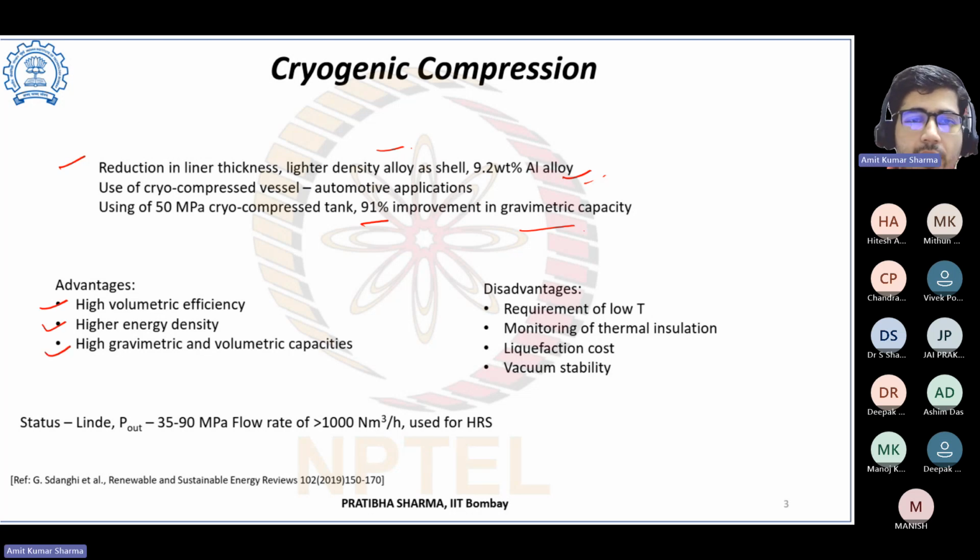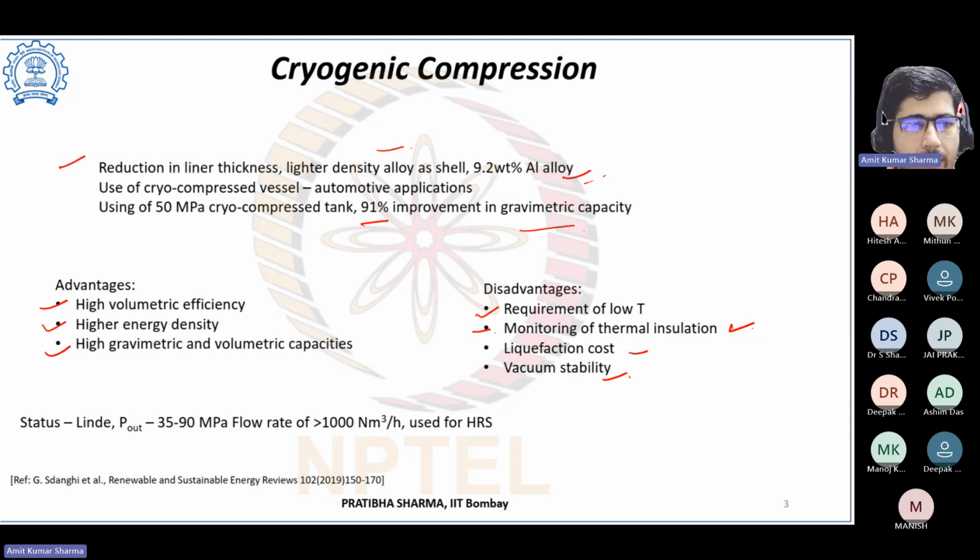So what are the disadvantages? Because we need to use liquid hydrogen, you need a very low temperature. So there is a requirement of low temperature, and since you are handling this liquid hydrogen, thermal insulation is a critical thing. So you need to monitor it very comprehensively. And there are the liquefaction cost and the vacuum stability.